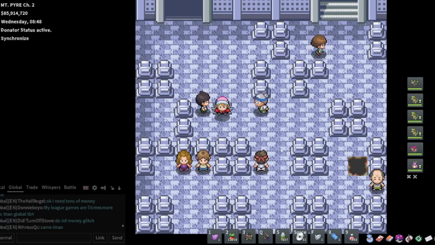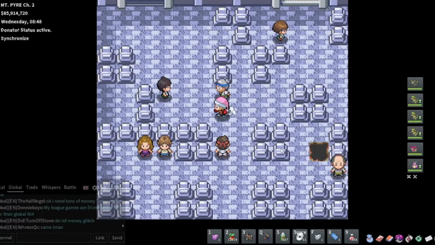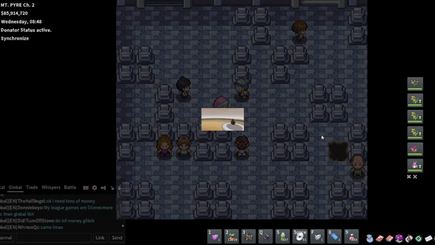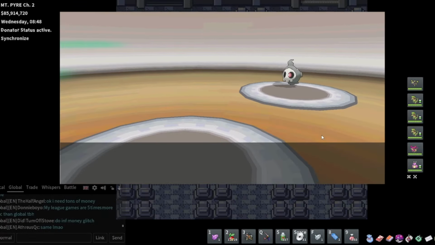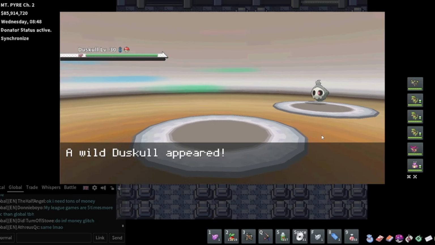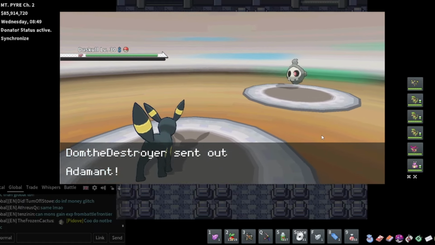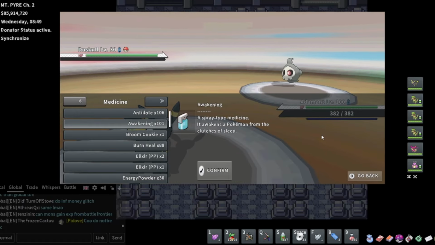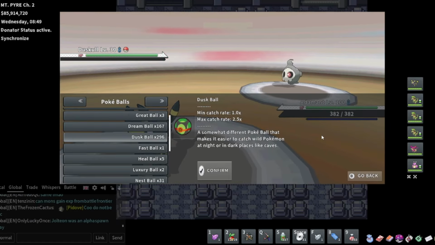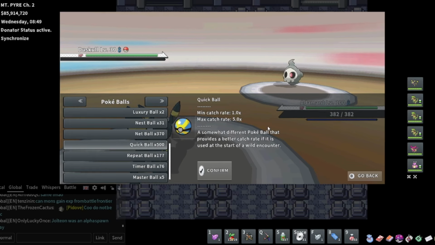Okay, here I am in Mount Pyre, and this is the plan. I'm just going to run back and forth right here with my Adamant Umbreon, and I'm just going to chuck these Quick Balls. Now, I have a stack of 500, so I'm going to keep track of how many Quick Balls I use. Probably it's going to be a 100% catch rate, so I could just count how many Pokemon I catch. But, 500 Quick Balls.